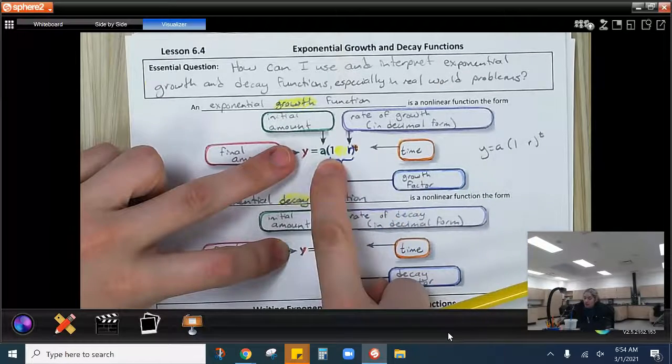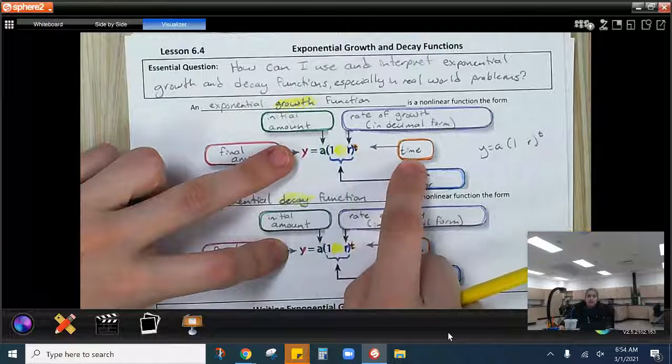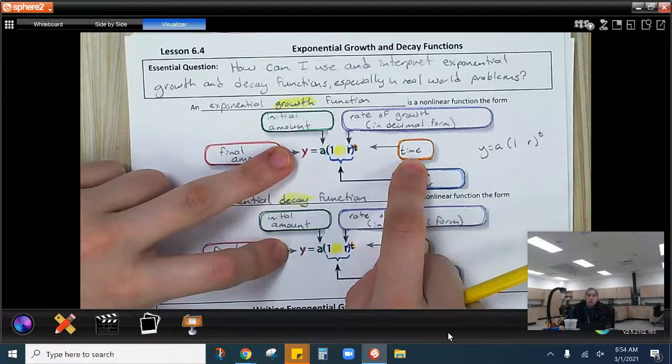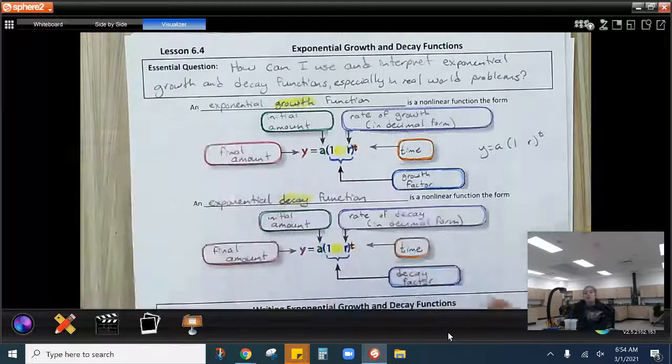So A is in green. It's our initial amount. T is our time. I kind of highlighted him in orange. R is kind of in a dark blue. That's the rate of growth, but we write it as a decimal. So typically you'll see a rate of growth as a percent.